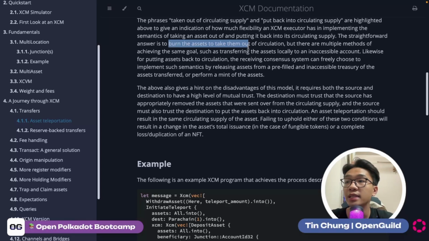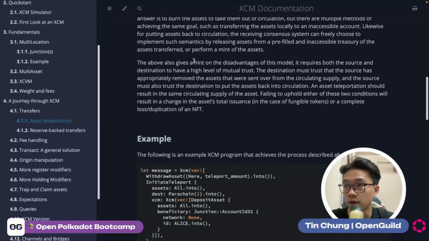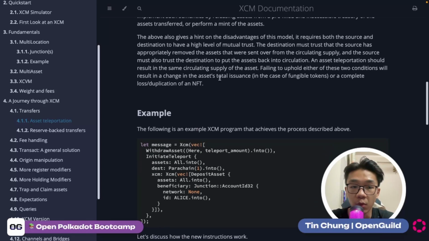But right here, it uses burning. When you burn the asset, that means you take it out of circulation. This means it has already disappeared. And then when you want to make the circulation correct, you have to mint a new token on the other chain. So putting back the asset means minting on the other chain, once the other consensus system receives what you sent. So what is the disadvantage of this model? The disadvantage of this model is that it requires both the source and the destination to have a high level of mutual trust.